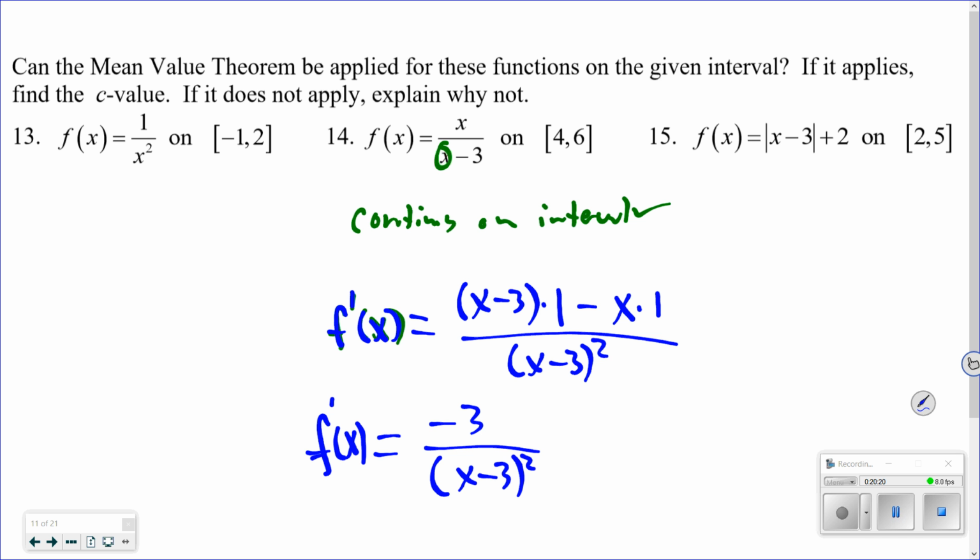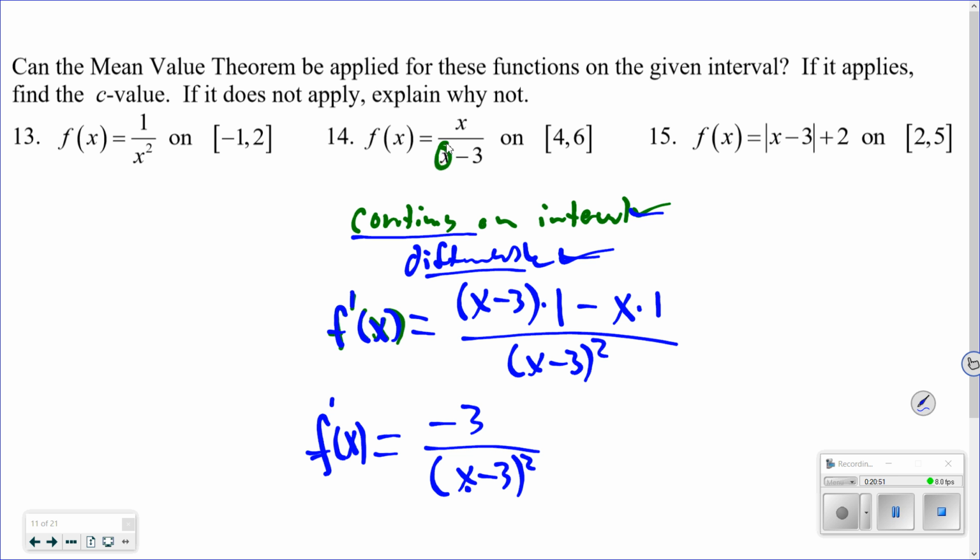So let's see. When is the derivative undefined? It has to be differentiable over the interval. So are there any places between 4 and 6 where the derivative doesn't exist? Well, the only time the derivative doesn't exist is at 3 again. So that's okay because we're looking from 4 to 6. So is it differentiable? Yes, we check that off. So those are your two things. Continuous, yes. Differentiable, yes. So does it guarantee it on the interval? Yes. If it applies, find the c value.